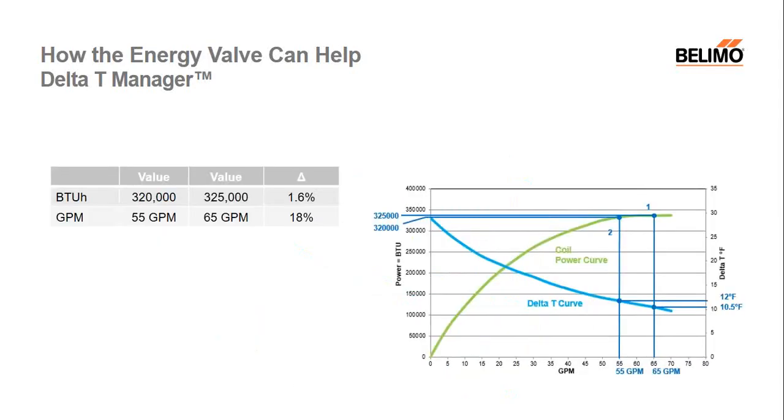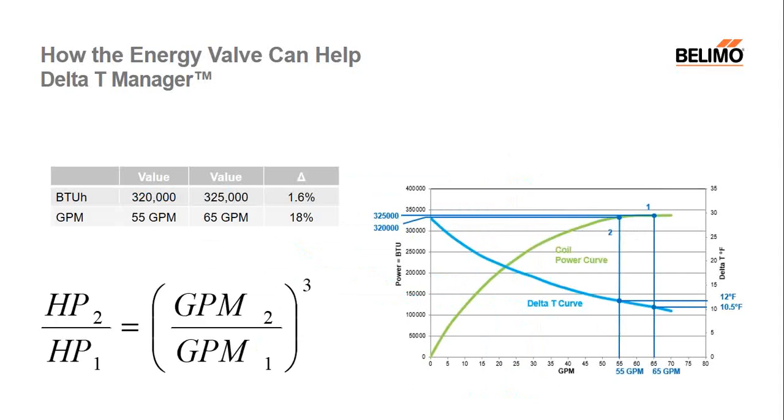So let's look at a couple of points that we looked at before. The difference between 320,000 and 325,000 BTUs is a 1.6% increase. In terms of GPM, we have an 18% increase. So what does that mean in overall energy?